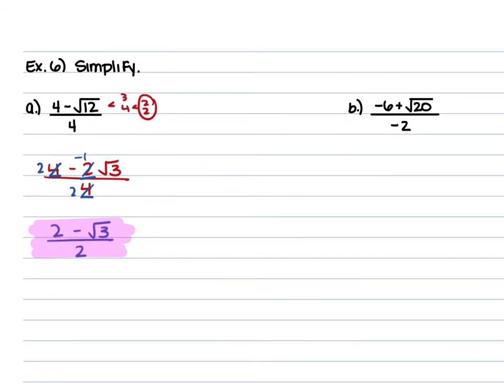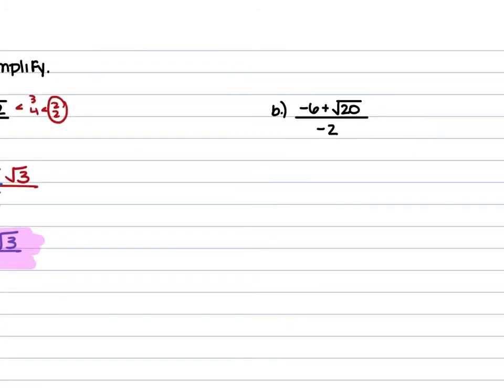For example B, we have negative 6 plus the square root of 20 all over negative 2. For this one, again, simplify that square root of 20 first before you do anything else. That square root of 20 is 2 and 10. The 10 is 2 and 5. So those two 2's pair up. You bring 1 out. This gives us negative 6 plus 2 square root 5 all over negative 2.